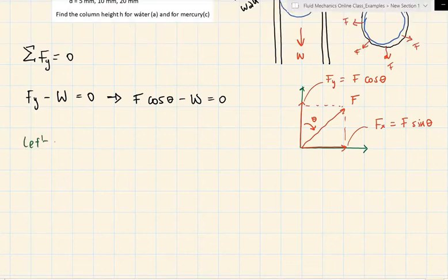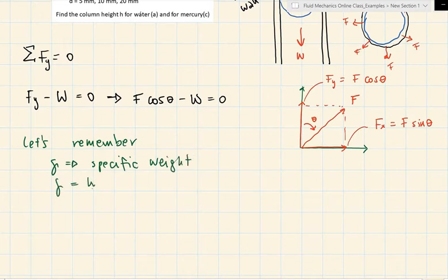Now let's remember. Gamma is the specific weight. We saw that in, I think, video number 3. So the specific weight is basically the weight of the fluid divided by the volume in which this fluid is contained. This is the same as the density times g, where g is the acceleration of gravity, divided by the volume.